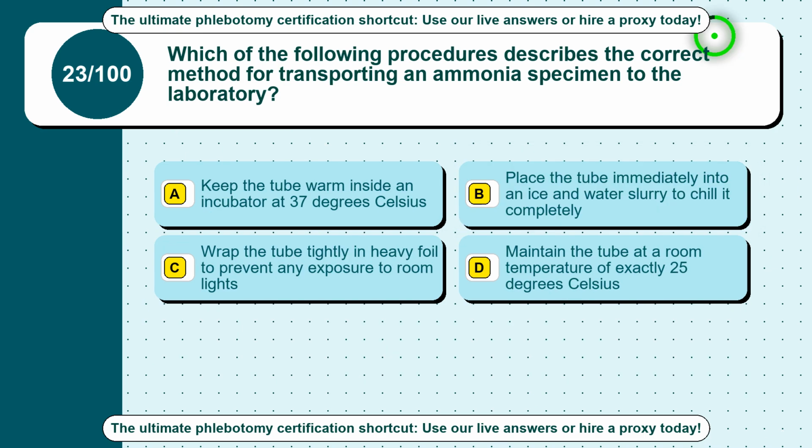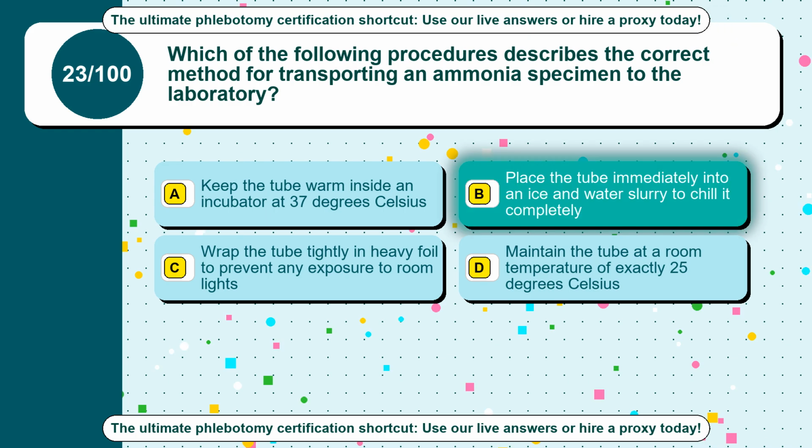Question 23. Which of the following procedures describes the correct method for transporting an ammonia specimen to the laboratory? Option A, keep the tube warm inside an incubator at 37 degrees Celsius. Option B, place the tube immediately into an ice and water slurry to chill it completely. Option C, wrap the tube tightly in heavy foil to prevent any exposure to room lights. Option D, maintain the tube at a room temperature of exactly 25 degrees Celsius.